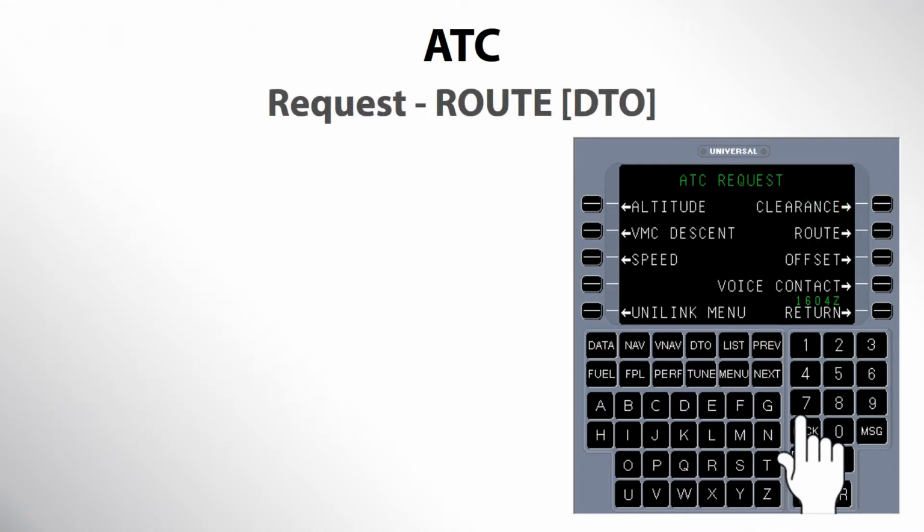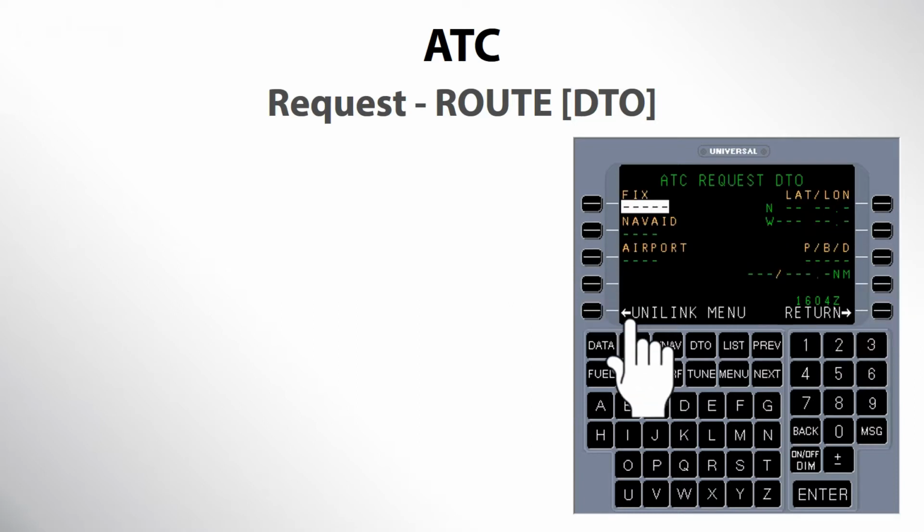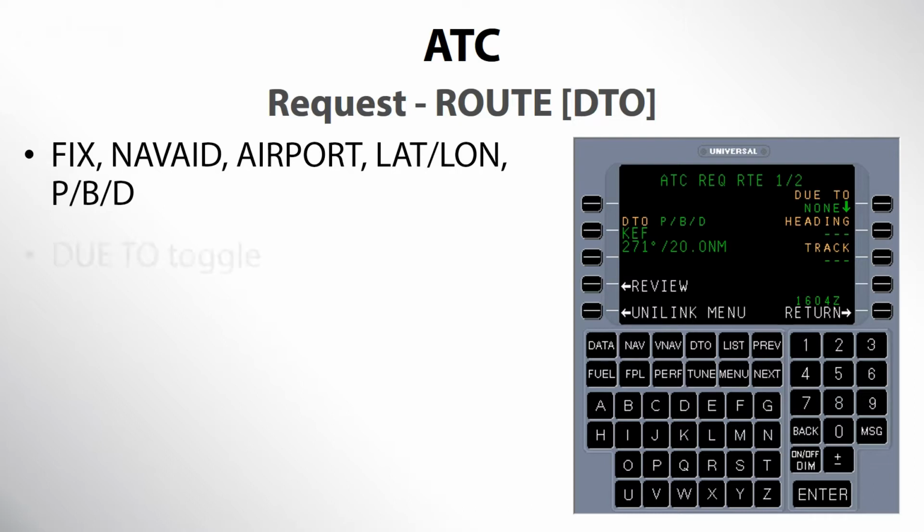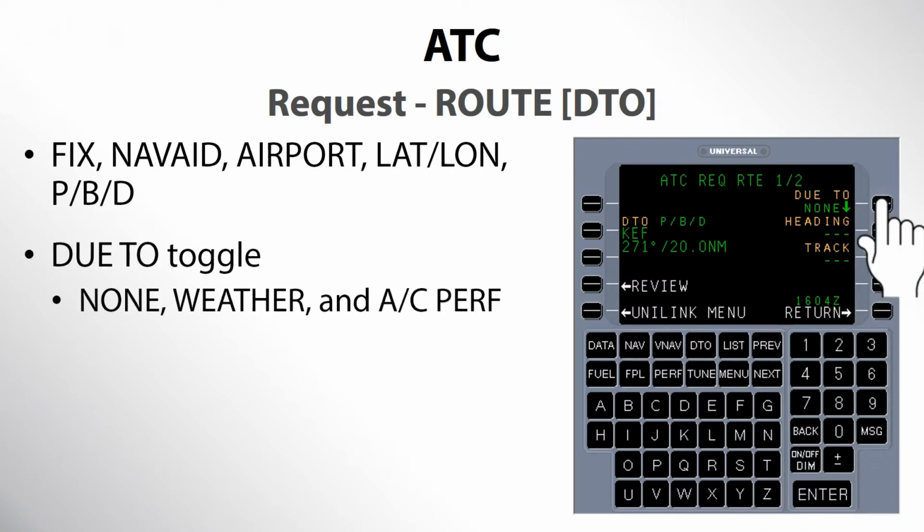To make a Direct To route request, press DTO. Press the appropriate line select key to enter information for fix, navaid, airport, lat long, or place bearing distance, and then press Enter. The display will return to the ATC Request-Route page 1, showing the entered information at the DTO option. If applicable, press Do To toggle between None, Weather, and Aircraft Performance.